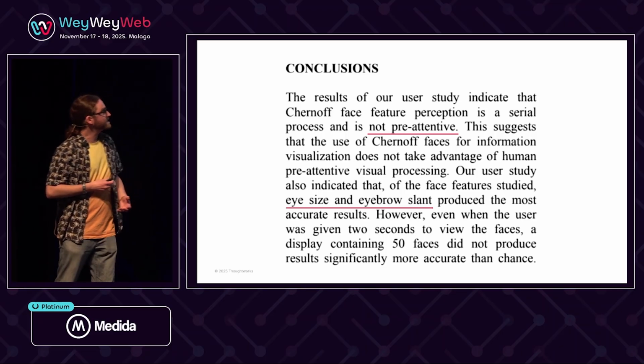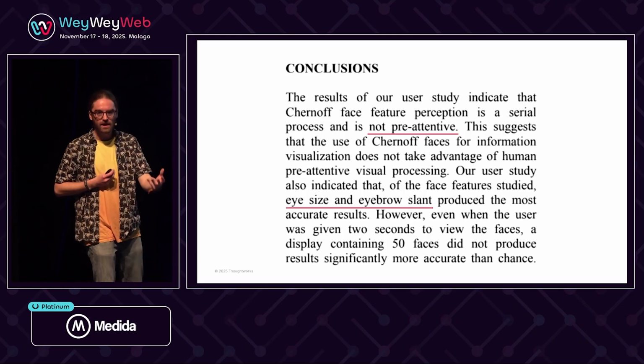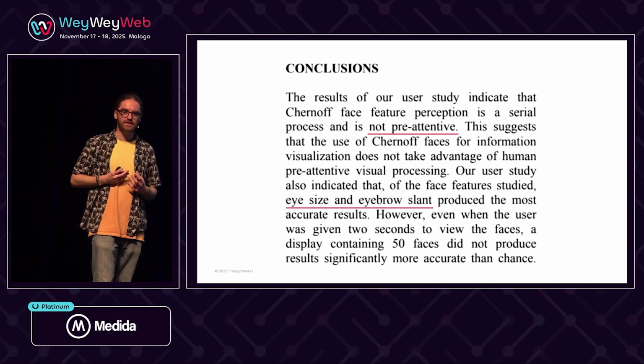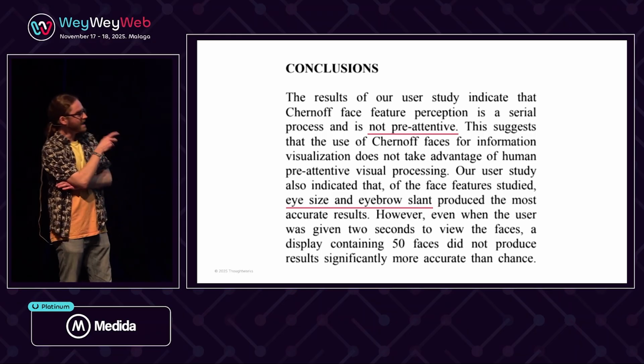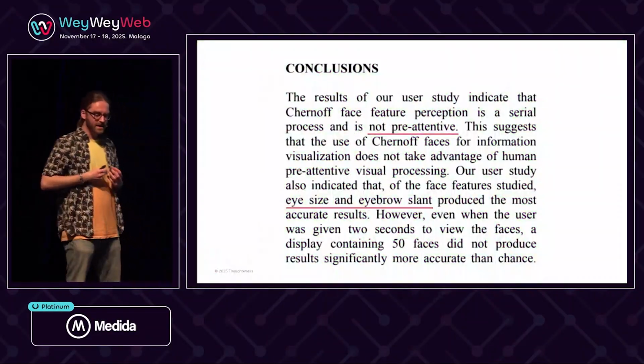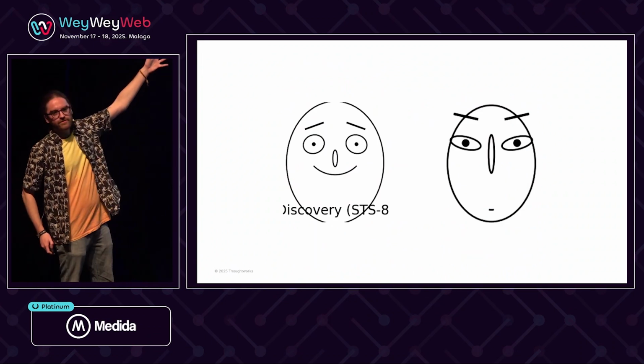They go on further and say that specific features like eye size and eyebrow slant stand out and make it easier for people to see the differences. I actually disagree with them on this one. I don't think it's specifically eye size or eyebrow slant that is important for processing this data. Look at these two faces.